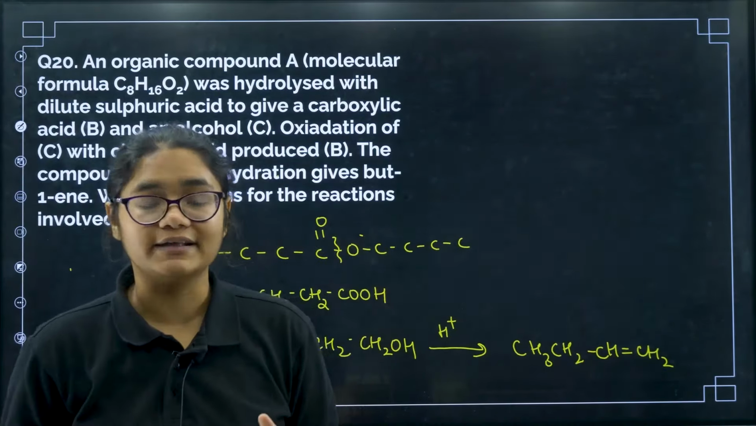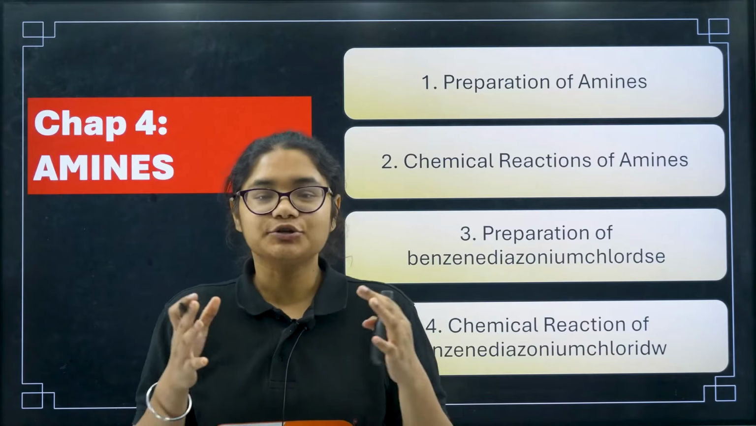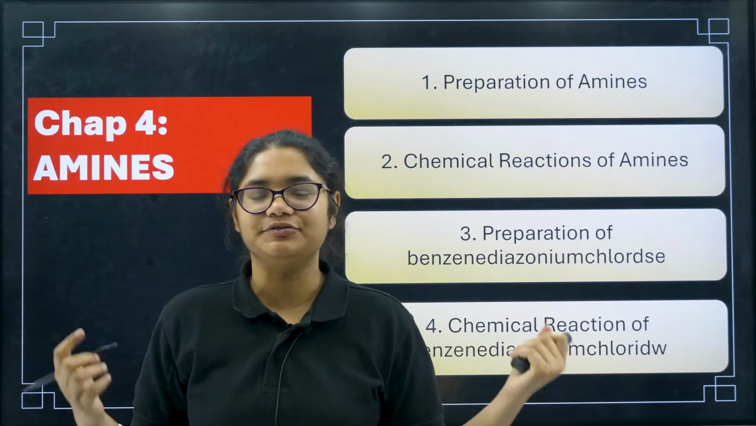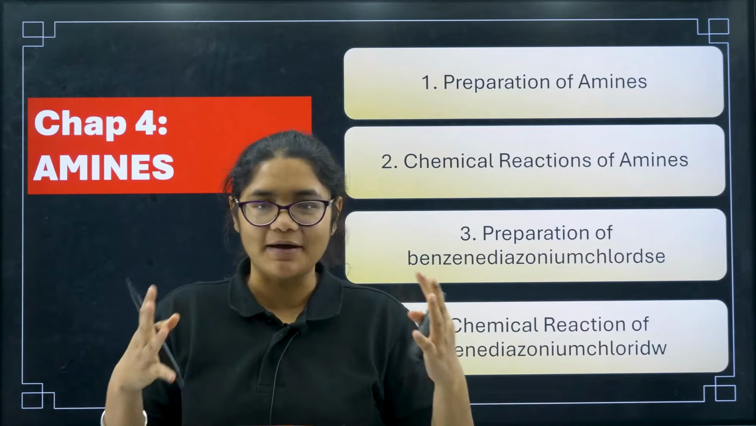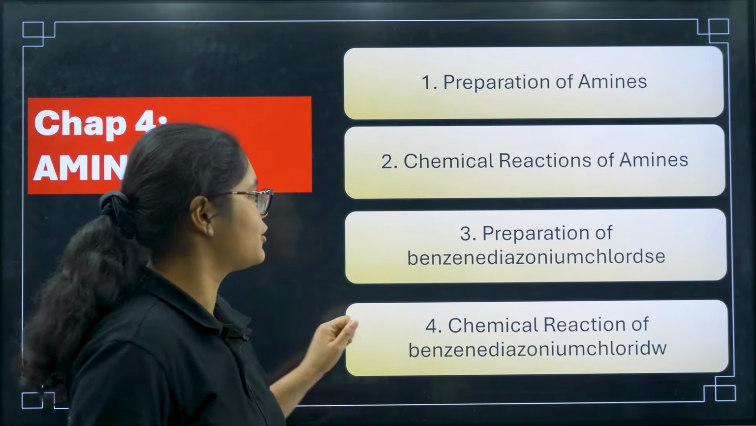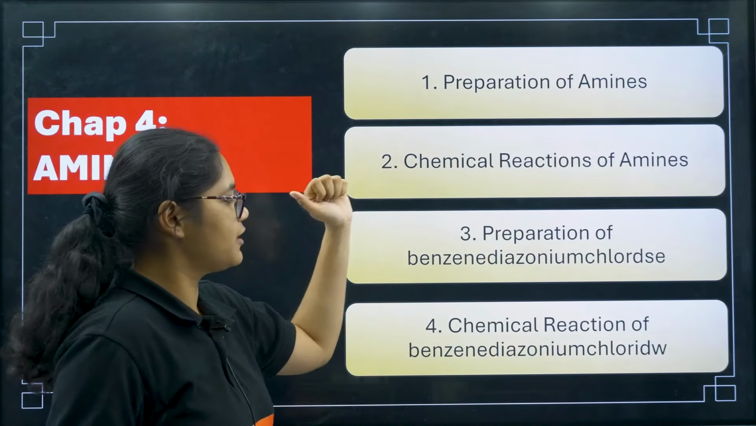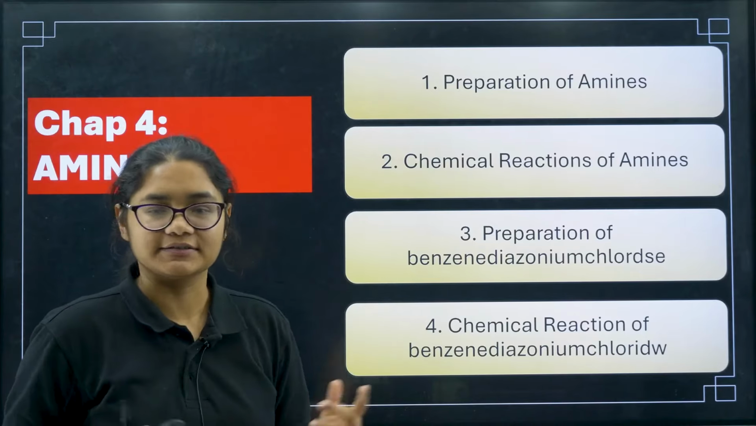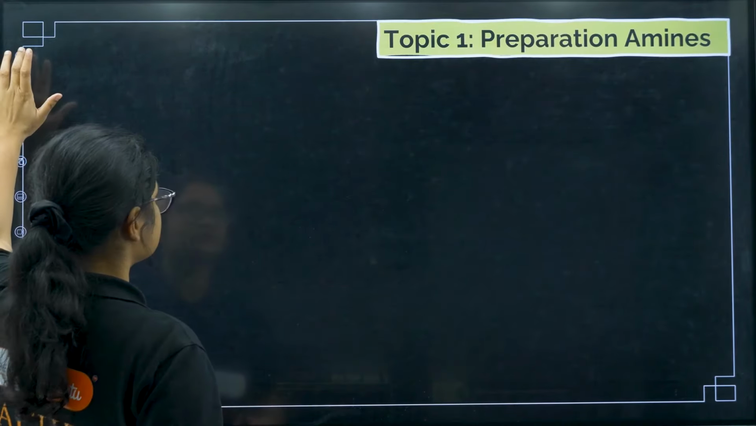Now we will move to the next chapter, that is amines and then biomolecules. Students, after doing all the big chapters of organic chemistry, we are at the last chapter. I won't say last chapter, but yes, amines is a very small and easy chapter. Let us quickly see what all things we are going to cover here: preparation of amines, chemical reactions of amines, preparation of benzene diazonium chloride, and then chemical reactions of benzene diazonium chloride. Very quickly we will review all the reactions once again.